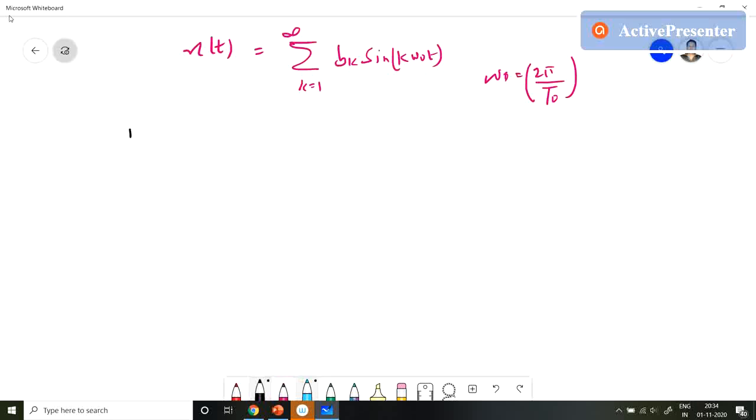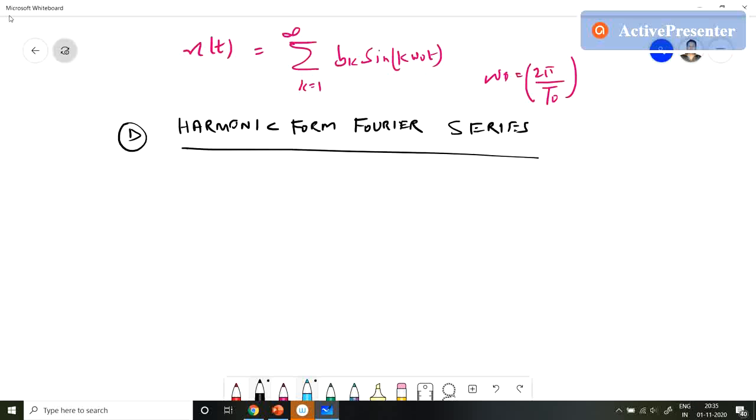Okay, let us discuss another very important series, that is the harmonic form Fourier series. This series is called the harmonic form Fourier series. It is a very important series.